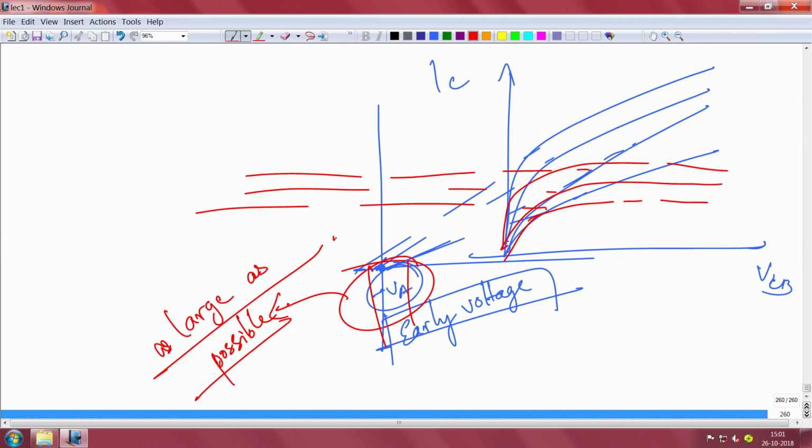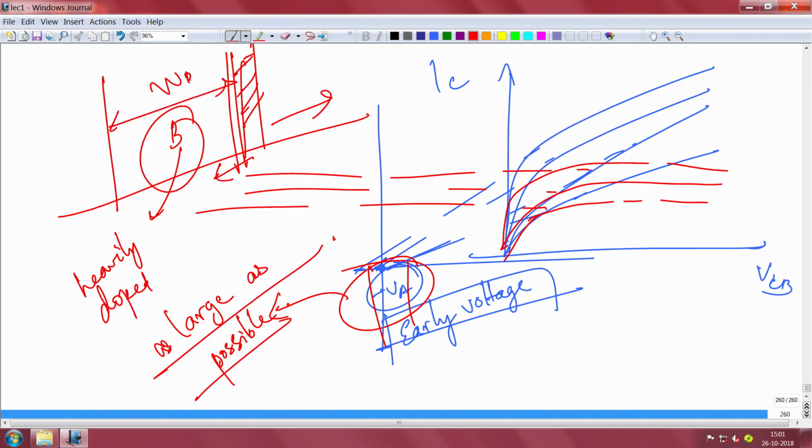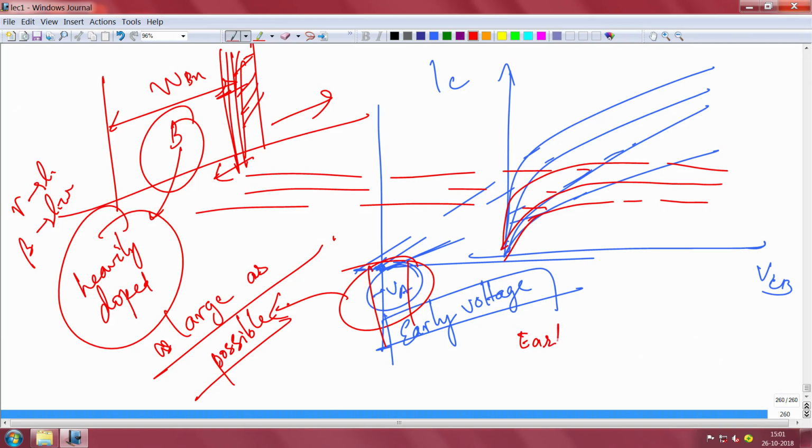That will be only possible when your base is heavily doped. When your base is heavily doped, then the depletion you have here will not extend into the base so much, but will extend into the collector. Only if you heavily dope the base, your base width will stay normal. But if you dope the base high, then your gain will be low, your emitter injection efficiency will be low. So basically you have to make a trade off between early voltage and gain or gamma or beta or alpha, whatever.